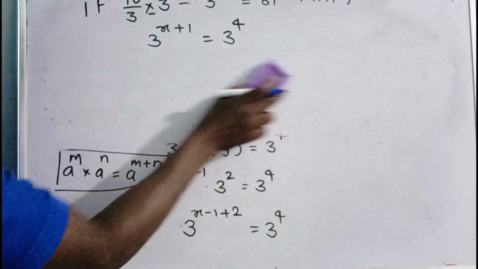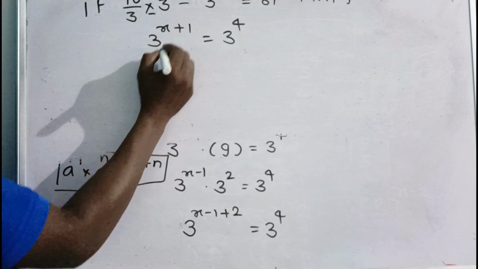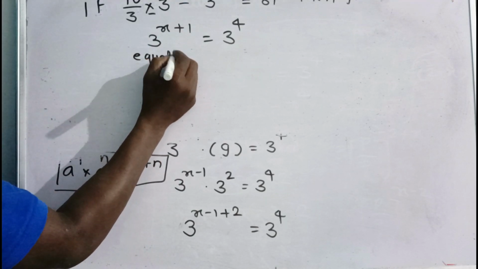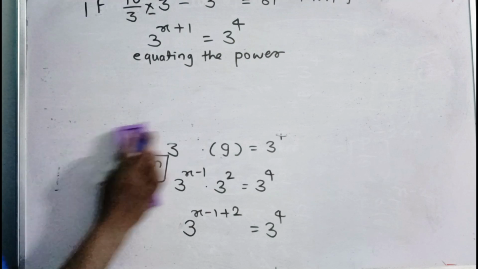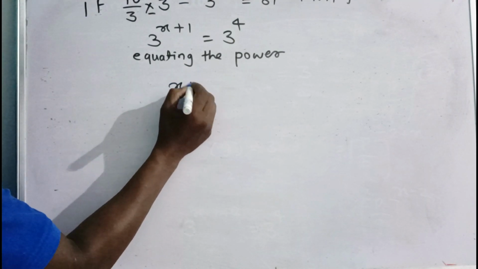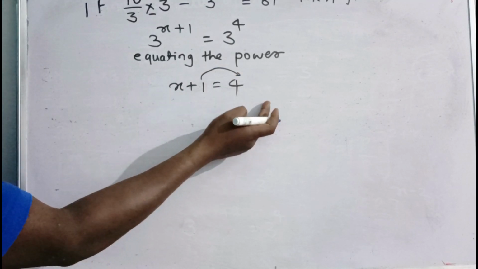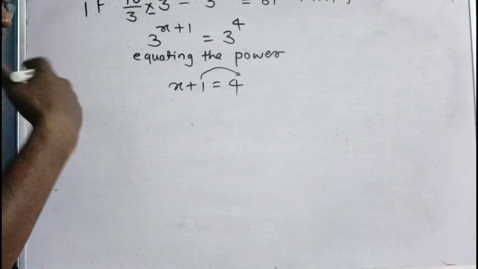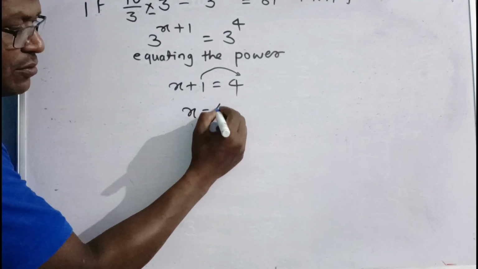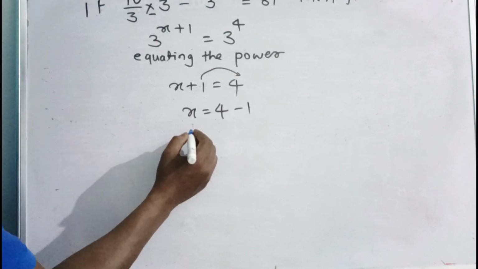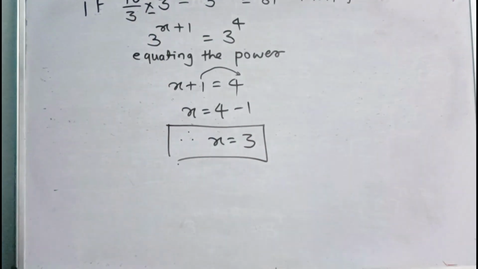अब क्या होगा, बेस सेम आ गया, as usual हम जैसा करते हैं, equating the power. x plus 1 is equal to 4। फिर से 1 उधर चला जाएगा राइट हैंड साइड, लेफ्ट हैंड साइड से, जब वो जाएगा तब साइन चेंज होगा, उसका साइन अभी प्लस है, जब जाएगा तब क्या होगा, x is equal to 4 minus 1, it becomes minus, therefore x is equal to 3. This is the answer.